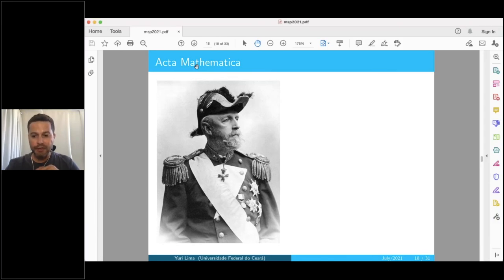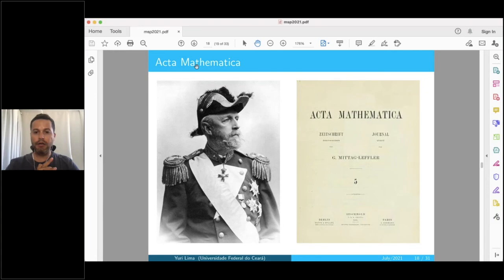So by means of this, Mittag-Leffler and Oscar II created this prize. The second picture here is just a print of the cover of one of the first volumes of Acta Mathematica. As you see here, Mittag-Leffler was the editor of this journal. Right after it was created, he and Oscar II created this prize in order to advertise the journal in a better way.